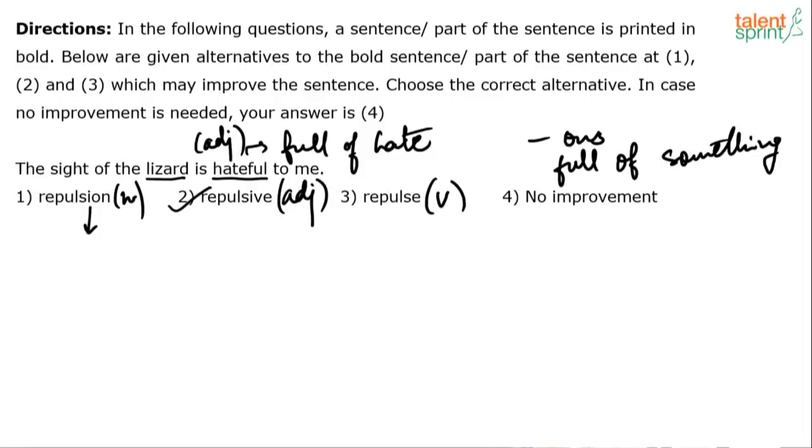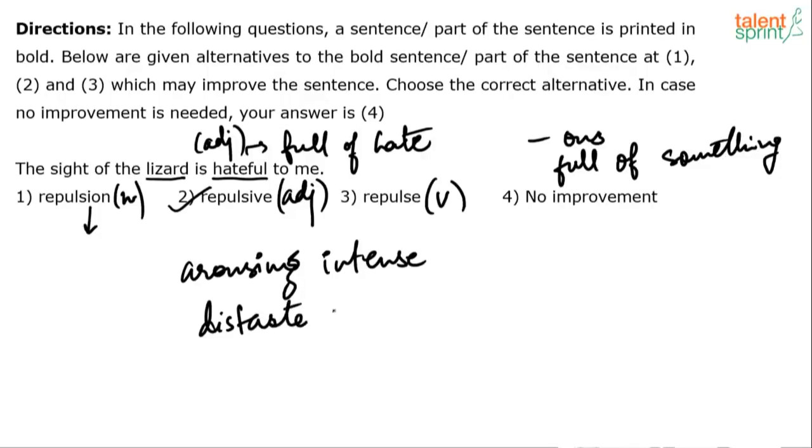What is the meaning of repulsive? It means arousing intense distaste or disgust. Yes, this is something that we were looking for. So the right answer is option number 2, disgust. All right. Repulsive, I'm so sorry. Repulsive, which means disgust. Okay.